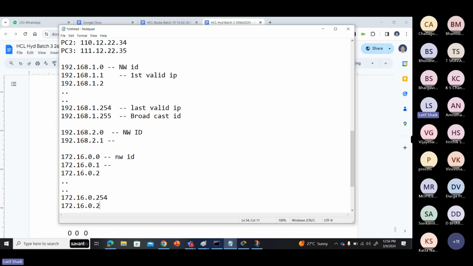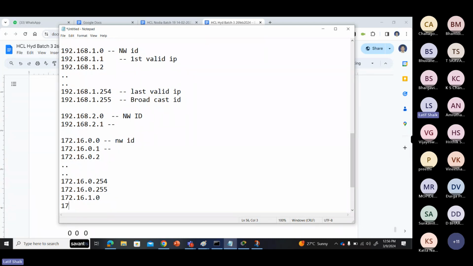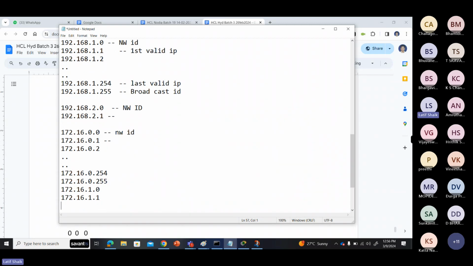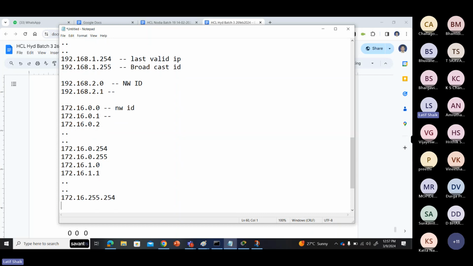172.16.0.255, 172.16.1.0, 172.16.1.1. If you look at it like this, guys, what is most important in the same network, which means class B, is that these two portions must stay the same. 172.16.255.254, 172.16.255.255. So this is the broadcast.